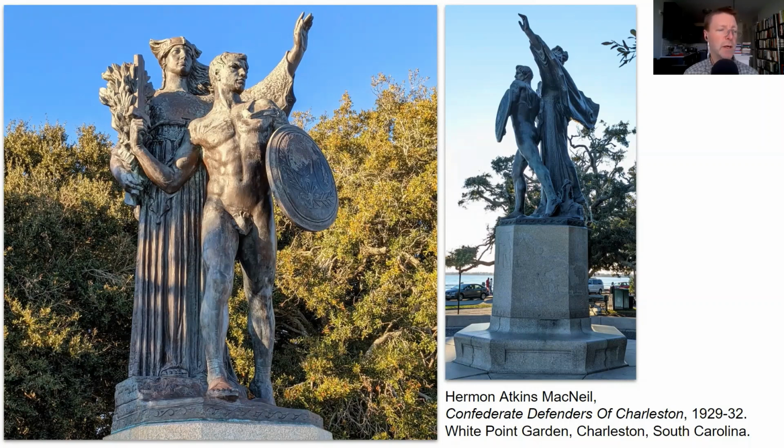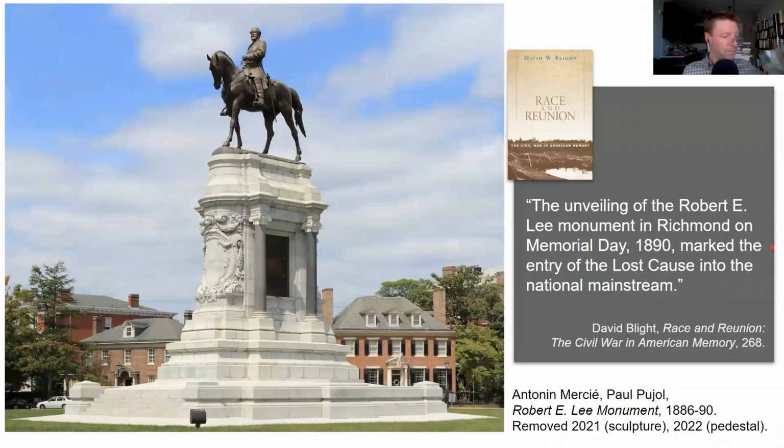McNeil lived between Boston and New York. He was as mainstream and institutionalist as it got. We should not miss that. Well, I'll come to that in a moment. So this is McNeil's Confederate Defenders of Charleston. Confederate Defenders was installed in 1930.